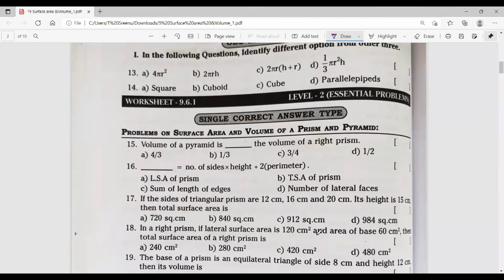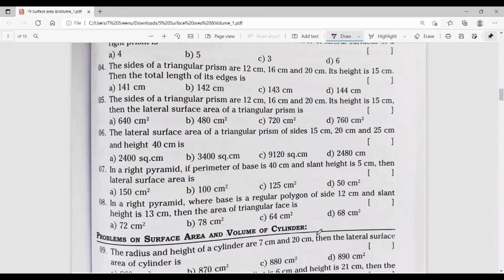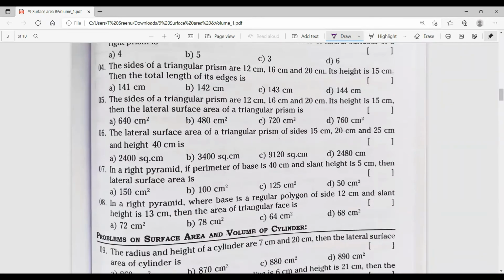Next one we'll see. Once you read out the formulas, just check the formulas and we will see. Before we go to the problems, you just learn.